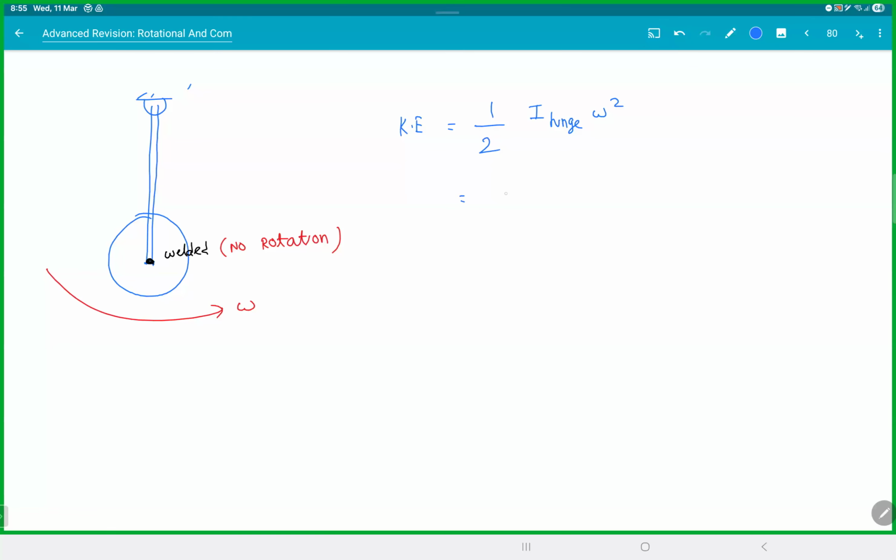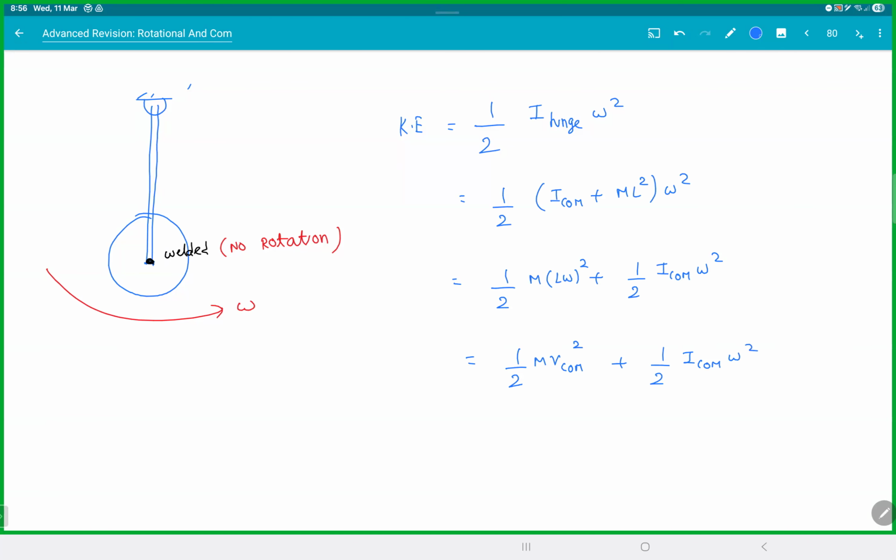But what is I about the hinge? I_COM plus, by the parallel axis theorem, mL square, into omega square. If you see this carefully, this can be written as m into (L omega) whole square plus half I_COM omega square. So this thing looks like half m v center of mass square plus half I_COM omega square.